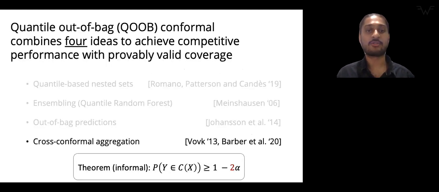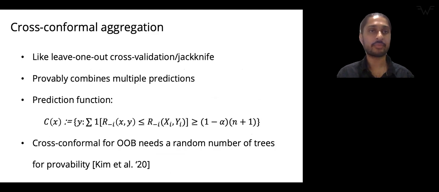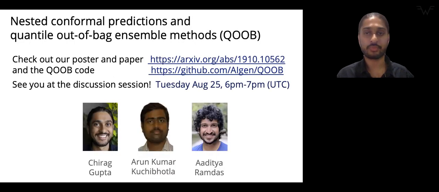So that's cross-conformal aggregation. And cross-conformal aggregation is like leave-one-out cross-validation or jackknife, but it's a provable way to combine predictions, which leads to a distribution-free coverage guarantee at level 1 minus 2 alpha, as I described earlier. We'll not go through the details of cross-conformal in this short talk, but I encourage you to read our paper or talk to us in the discussion session to learn more.